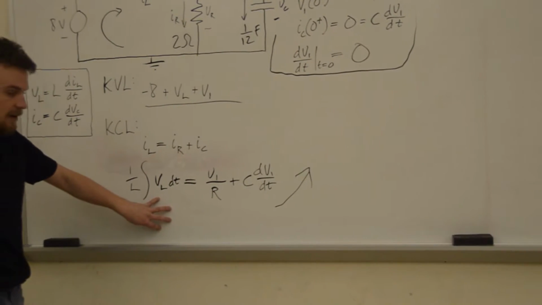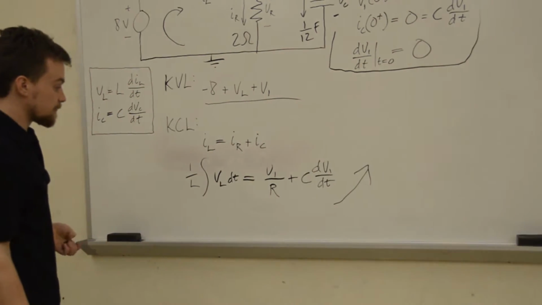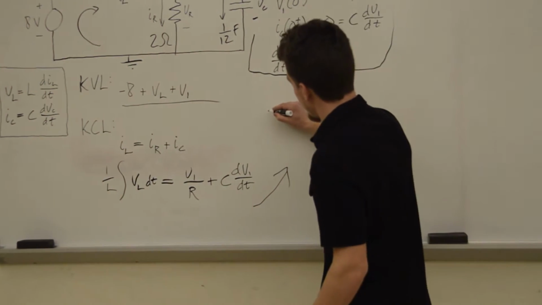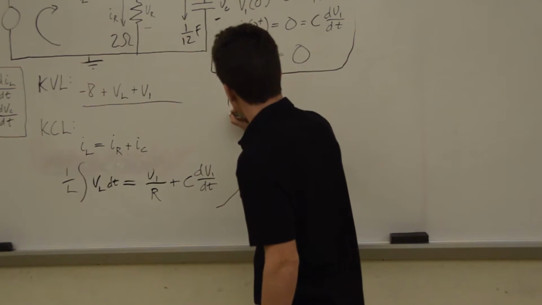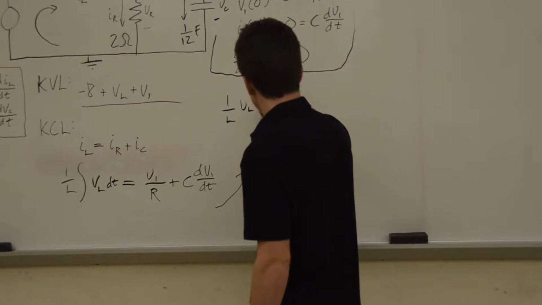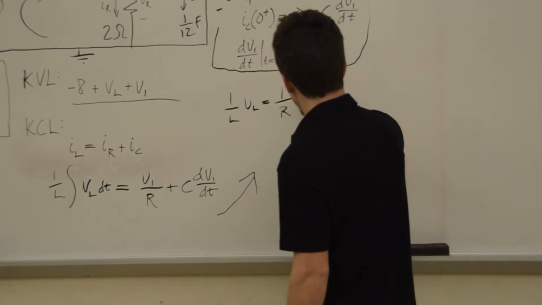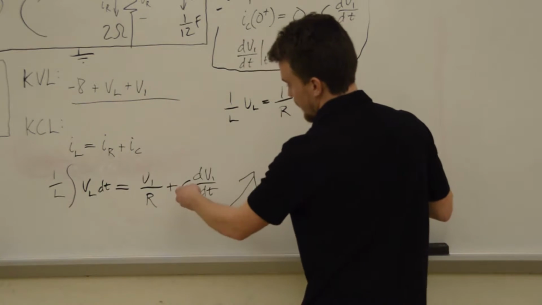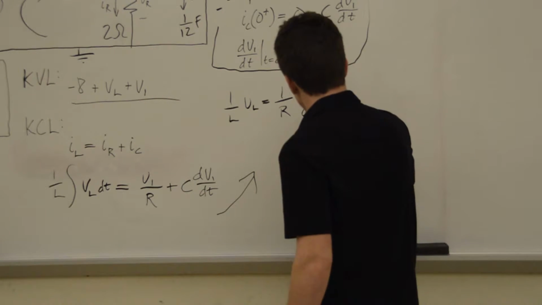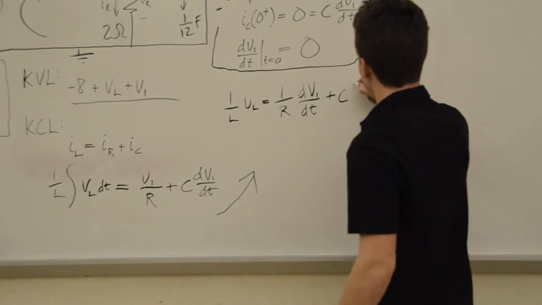So this equation right here becomes, if we don't want this integral, we have to take the derivative of it again, right? So the derivative of this whole thing is going to tell us that 1 over L times VL is equal to 1 over R times, see, we differentiated this. So this is going to become the first derivative of V1. And then we're going to have C times the second derivative of V1.